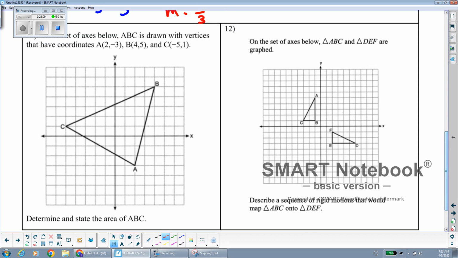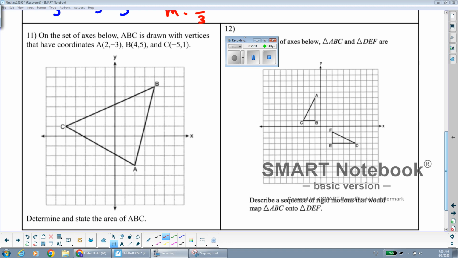Okay. We need to find the area of this triangle. But from this triangle, maybe we could find the length of the base using the distance formula. The height, the altitude, is not a clear line. So I might not be able to find the length of that line, because even if I connect from here to here, this is not a straight point. I don't really know exactly what point that is. So what we can do instead is the strategy where we go from vertex to vertex and do dots.